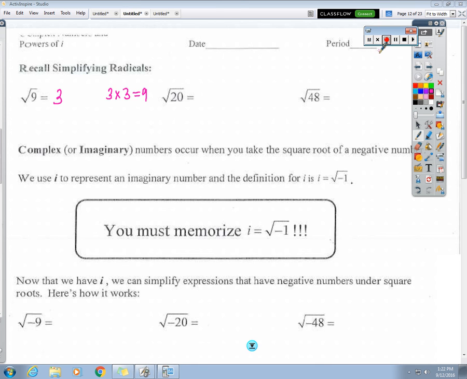Now you'll notice that when we took the square root of 9, we got a whole number. What is that called? A perfect square. Good. When you do the square root of 20, is it a perfect square? No. So you're going to have to factor tree it.